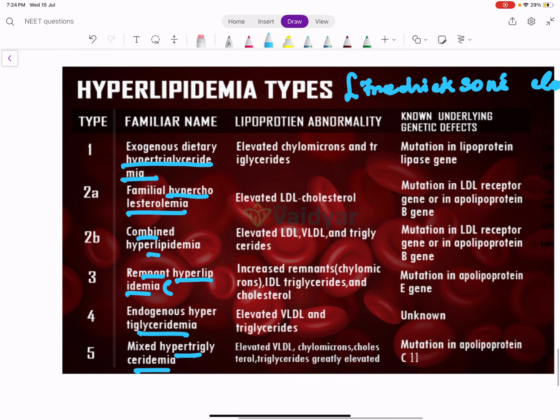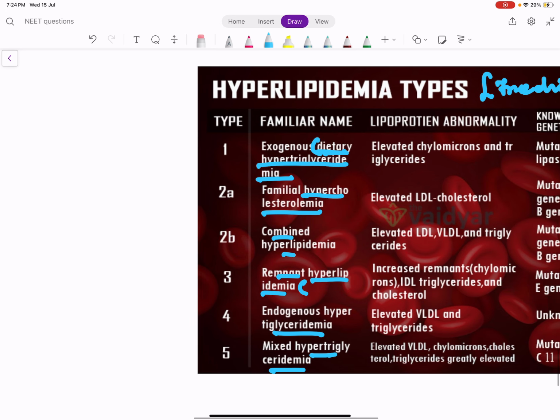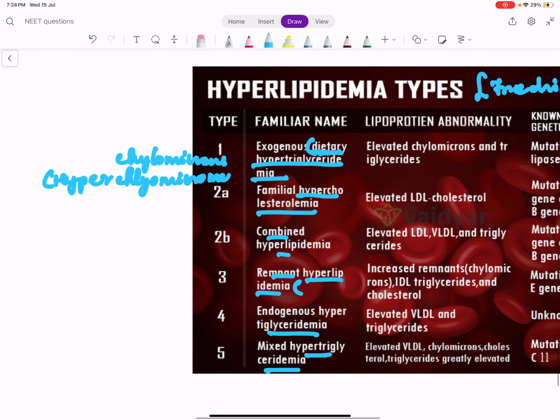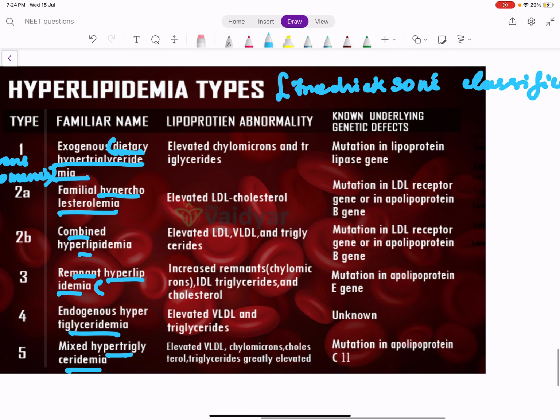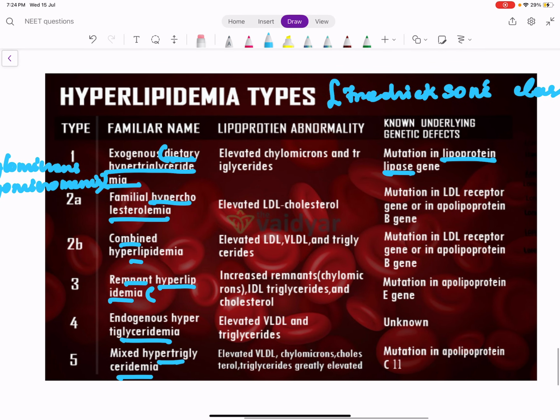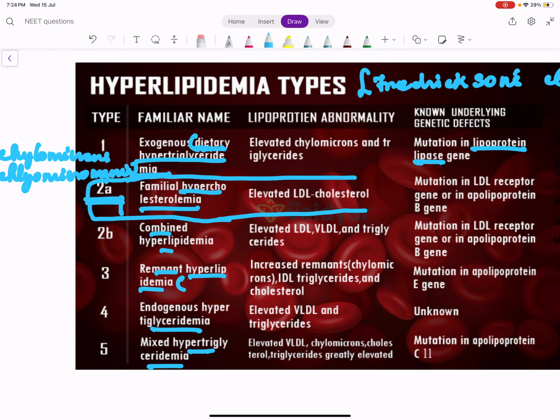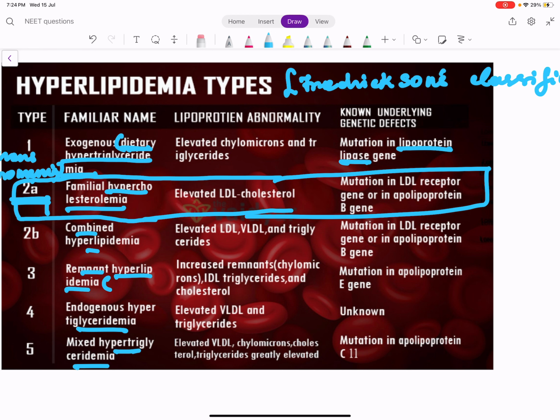5 is again hypertriglyceridemia. Remember, type 1 is given here as dietary hypertriglyceridemia. The dietary triglyceride is actually chylomicrons. So type 1 is also called hyperchylomicronemia. Remember, chylomicrons are triglycerides from the diet. So what is the mutation here? Lipoprotein lipase. So type 1, elevated chylomicrons, lipoprotein lipase. 2A is the one which we have discussed just now, the familial hypercholesterolemia. What is elevated? LDL is elevated. What is the mutation? LDL receptor.